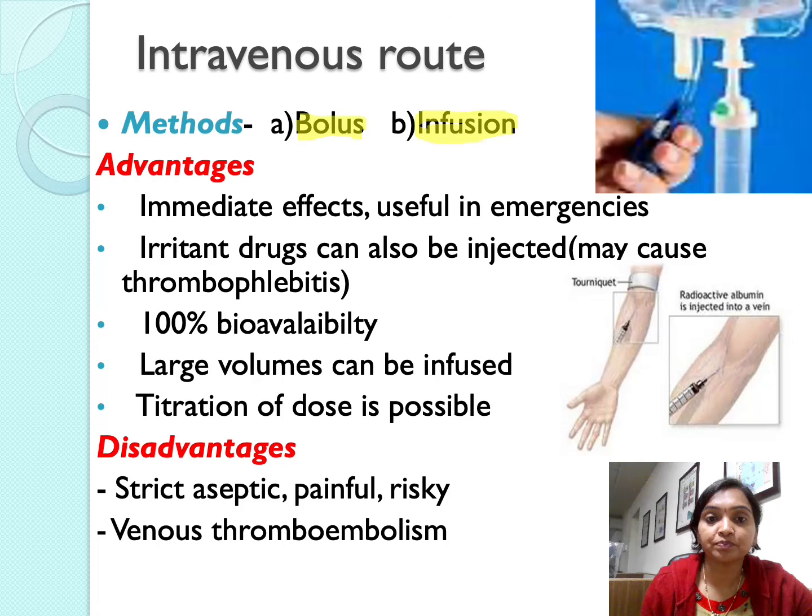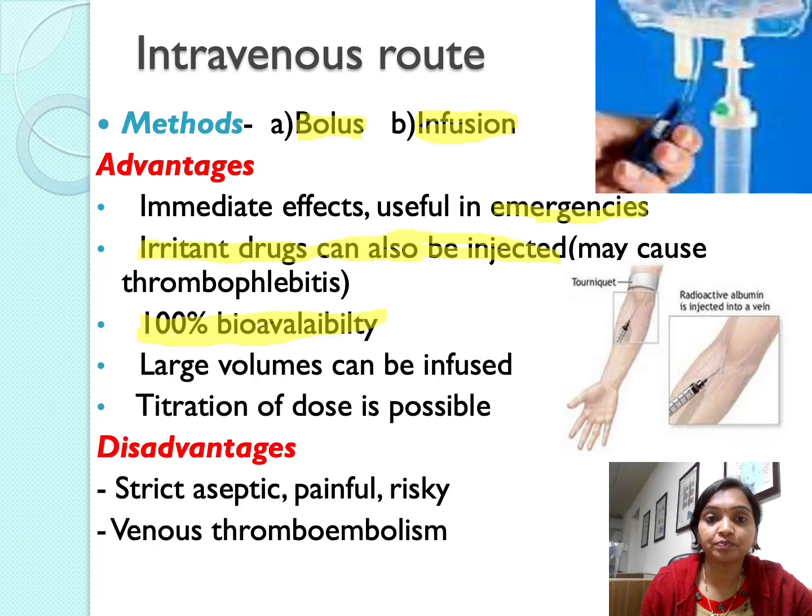The advantage of the intravenous route is very important. The bioavailability with the intravenous route is 100%. Very important: it is the one having the highest bioavailability. So you can use it for emergency conditions. Irritant drugs which cannot be given through other routes can also be administered through this route, but you have to make sure that there are no complications like thrombophlebitis.